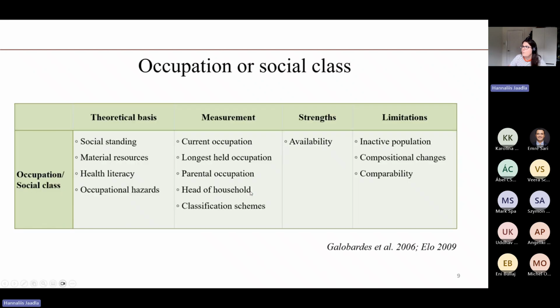So let's move to the first. I really recommend that you have a look at the Galobardes et al. 2006 paper, and there's a 2009 paper as well, which very nicely summarizes different ways we can measure socioeconomic status, and also provides a lot of examples of papers that have used different types of measures. I'll start out with occupation and social class, because I feel that's probably one measure that we all have some access to in our data sets.